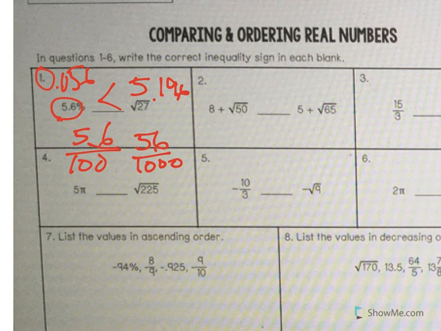Okay, so this one's a little different. It's 8 plus the square root of 50. Again, I could use my calculator and figure out what that is, but the square root of 50 is going to be about 7 point something. And then the other one is 5 plus the square root of 64, and I know the square root of 64 is 8. So that's going to be 5 plus 8, about 13. So of course, which one's greater? This one. That's kind of how you figure things out there.